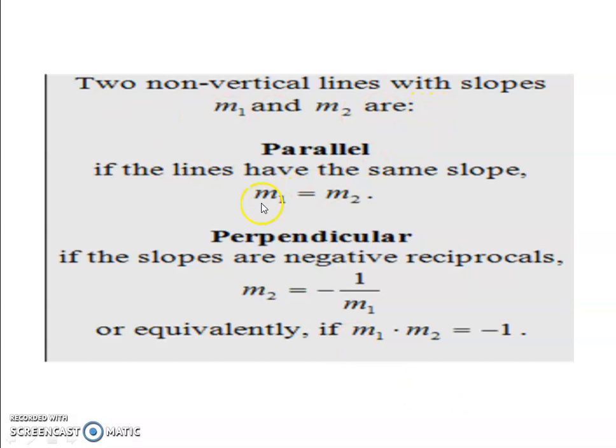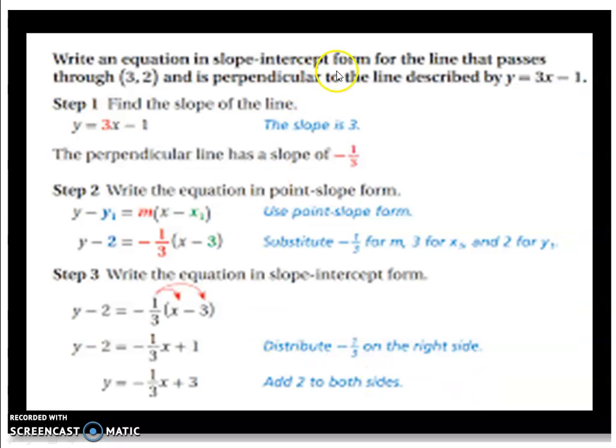If two lines are parallel, then they have the same slope, m1 is equal to m2. If two lines are perpendicular, the slopes are negative reciprocals, that is m2 is equal to minus 1 upon m1, or equivalently m1 into m2 is equal to minus 1. We have to use all these formulas to solve the examples.